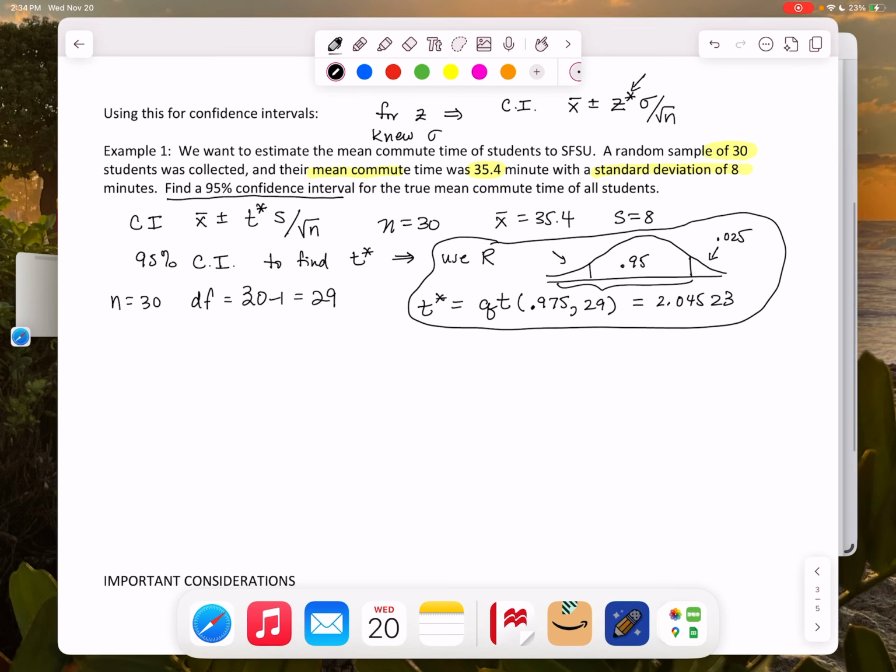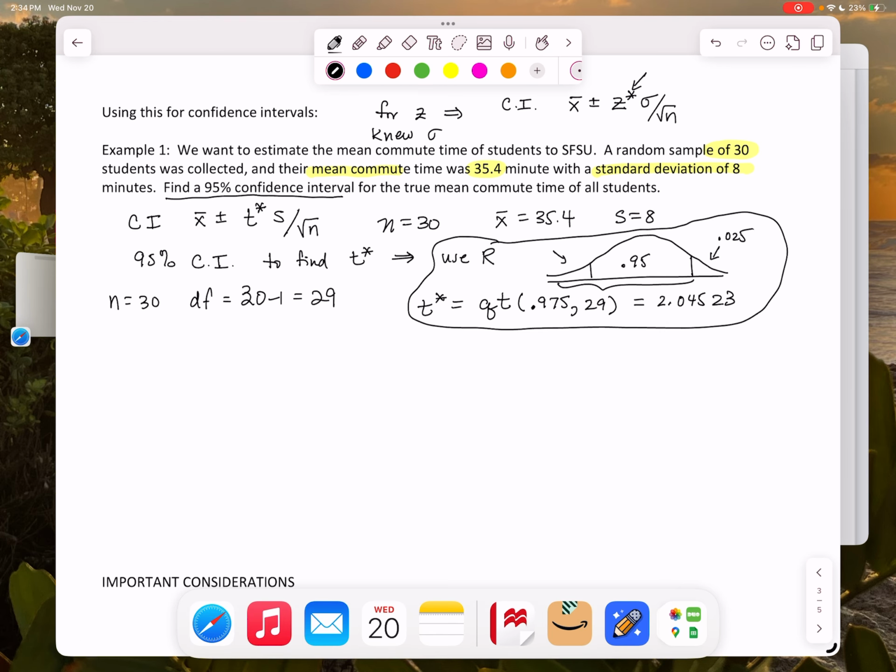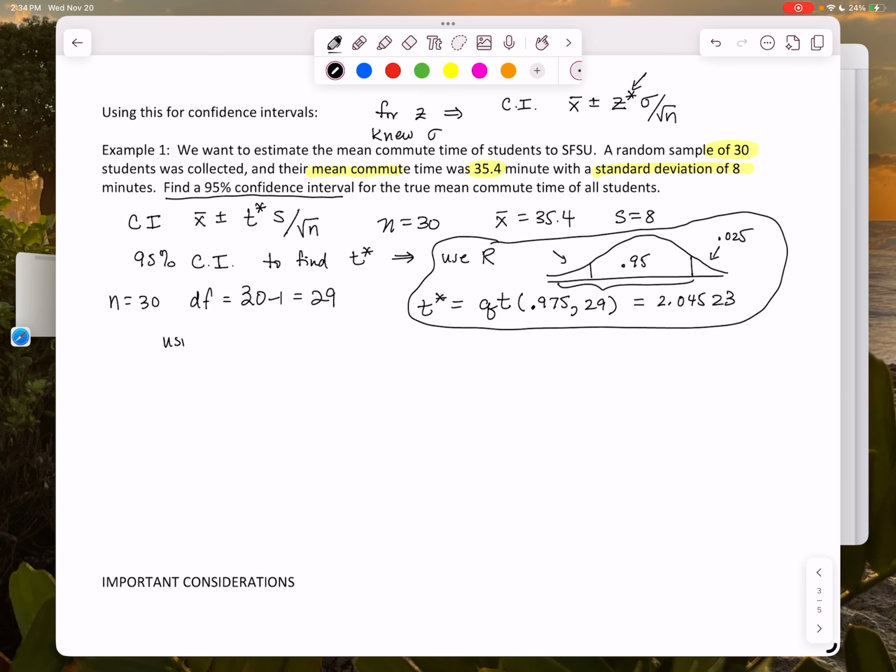So let me go back. Using that table C, row 29, the column for 95%, the T star you get for this is 2.045. So you have two ways you can find these critical T values. It's up to you which one you prefer.